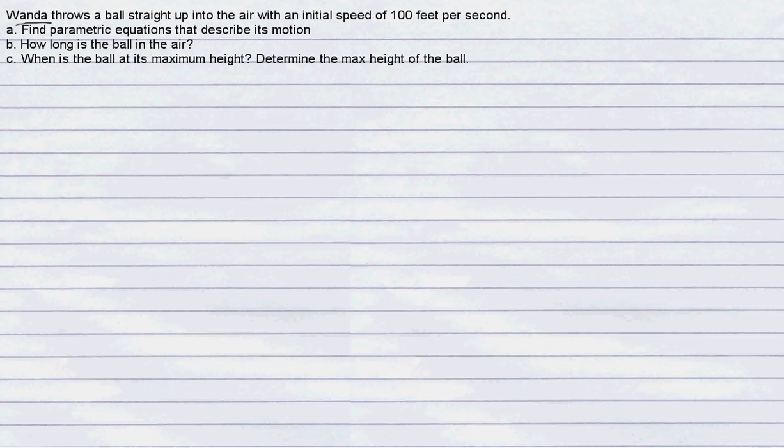with an initial speed of 100 feet per second. Okay, what are we supposed to do with this? Well, we're supposed to find the parametric equations that describe its motion. We're supposed to calculate how long the ball is in the air and at what time the ball is at its maximum height, and then we're supposed to determine the height of the ball. Those three pieces, B and C, we're going to calculate based on A.